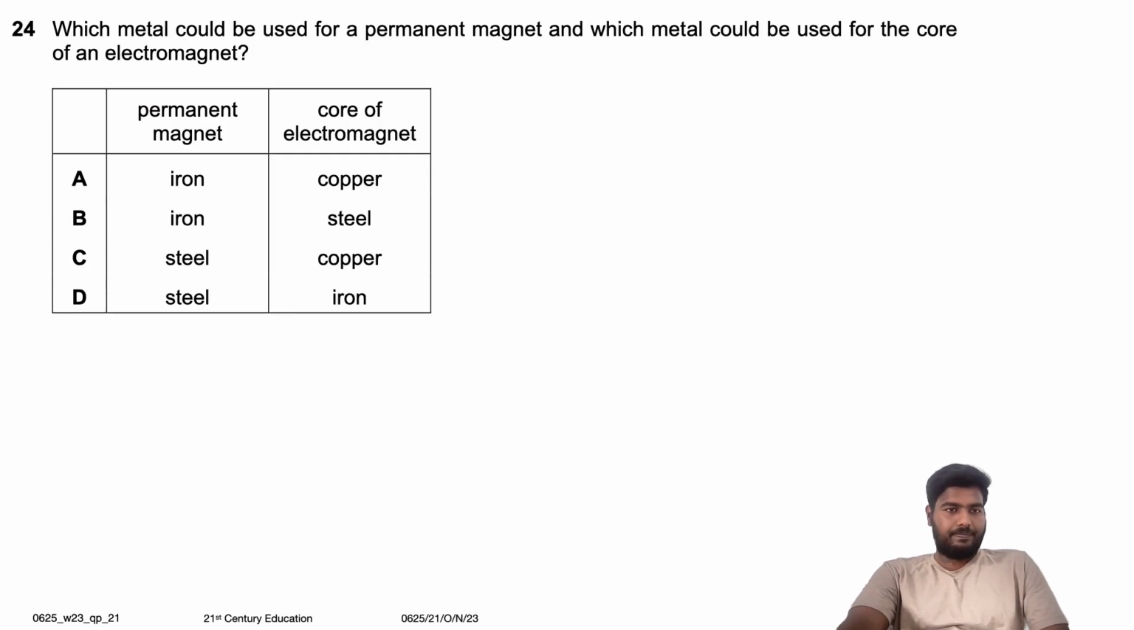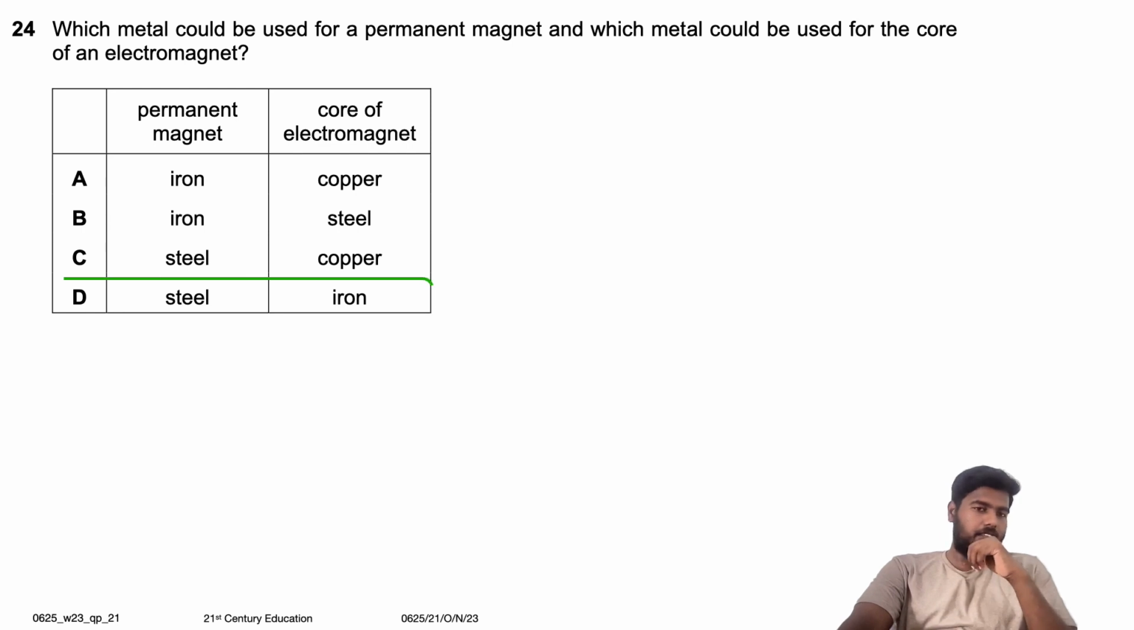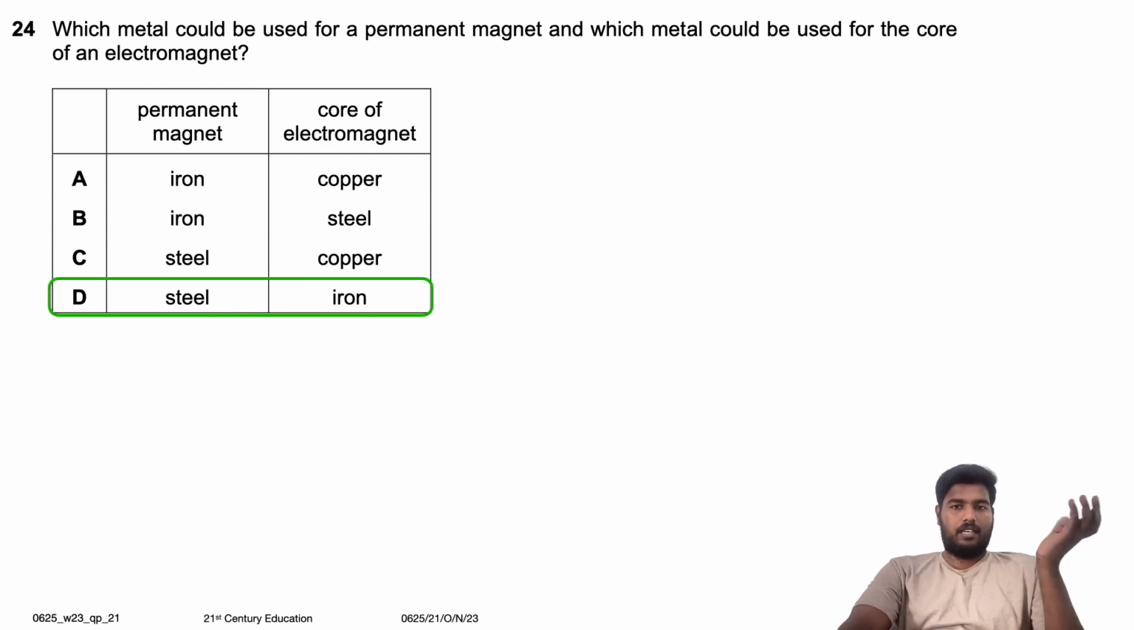Okay, which metal could be used for a permanent magnet and which metal could be used for a core of an electromagnet? So we know from the book it's steel and iron. Okay, steel is the permanent magnet candidate and iron is the electromagnet candidate.